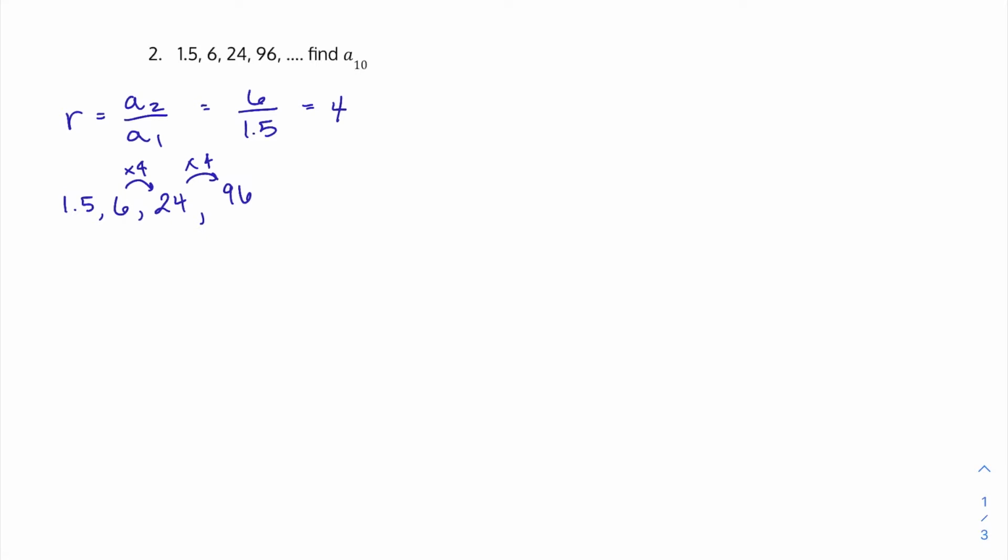That tells us that we are working with the following formula, right? We're working with the geometric formula. AN equals A1 times R to the n minus 1, where A1 is the first term, R is your common ratio, and n is your position, and AN is the value of the term at that position. Okay?